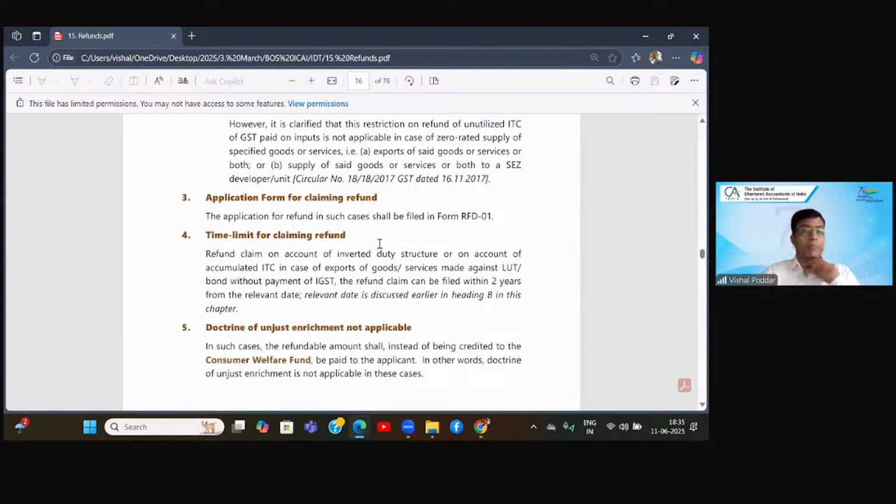Fine. Now, how to go ahead with this? Same with your procedural points. You have to make an application.